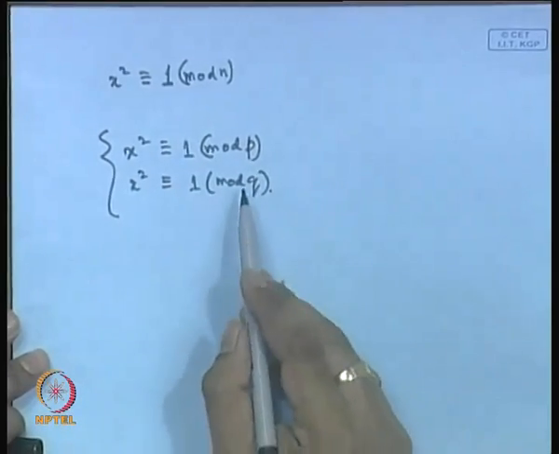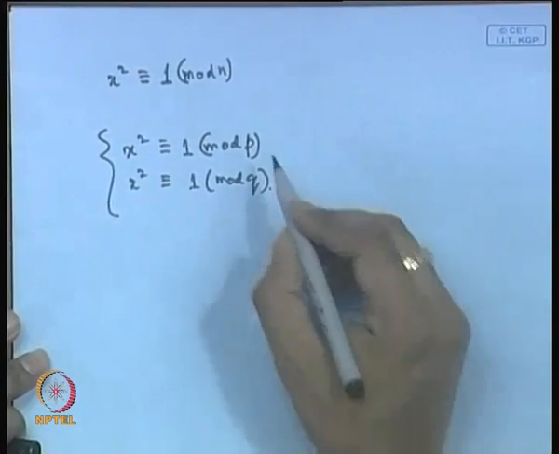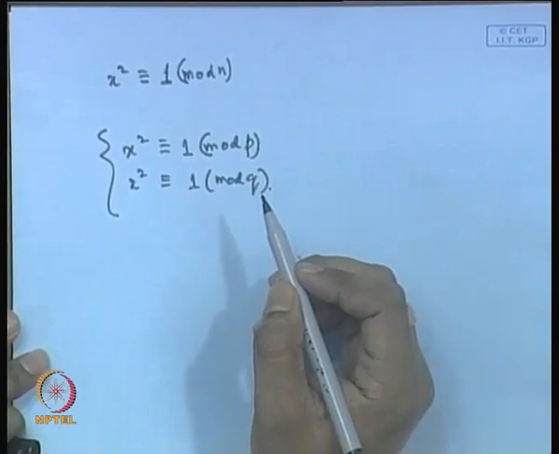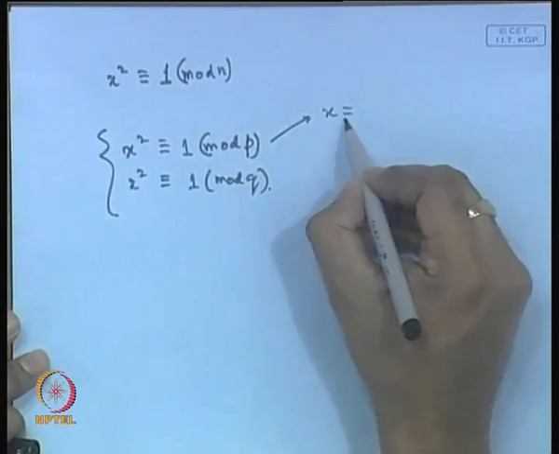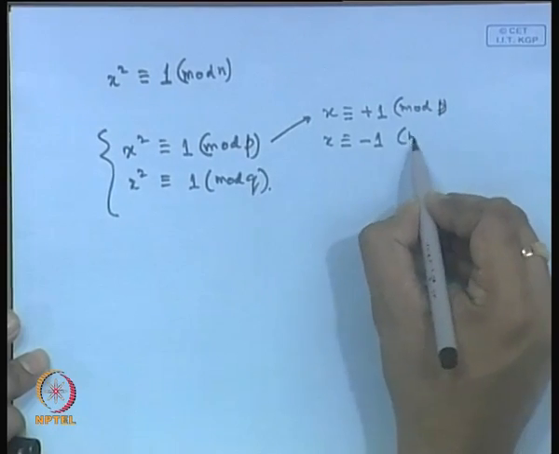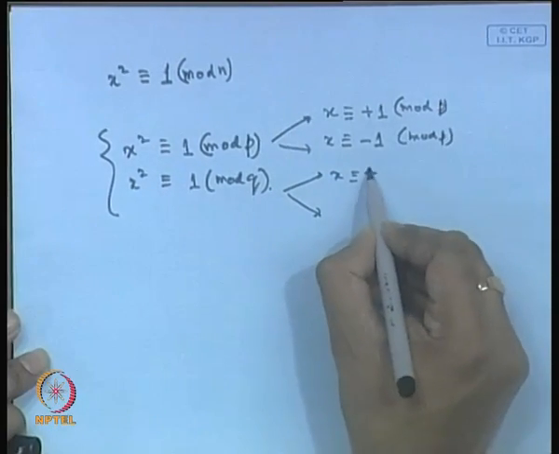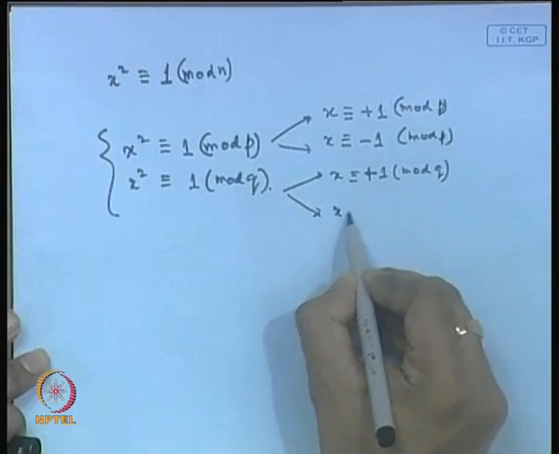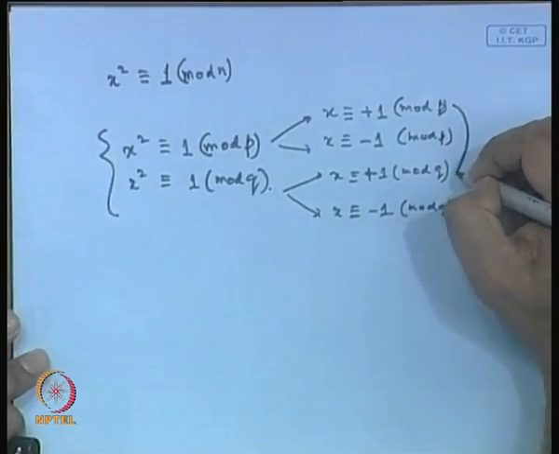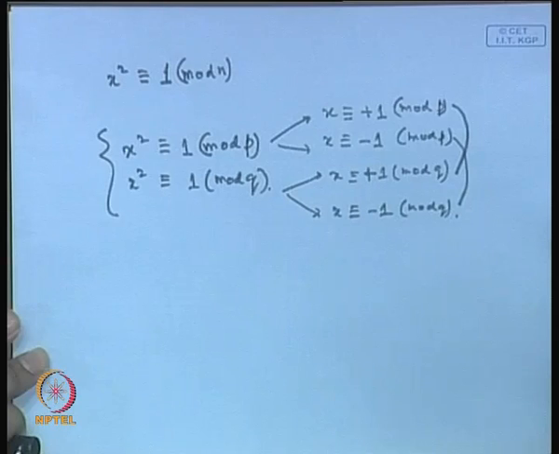In the Chinese remainder theorem we had the property that p and q had to be relatively prime, right. In this case p and q are prime numbers. So this equation, x square congruent to 1 modulo p, has 2 roots. We have studied this already. The 2 roots are x congruent to 1 and x congruent to minus 1, modulo p. Modulo q there are also 2 roots: x congruent to plus 1 mod q and x congruent to minus 1 mod q. Now plus 1 and plus 1 will give me one trivial root, and minus 1 and minus 1 will give me another trivial root.